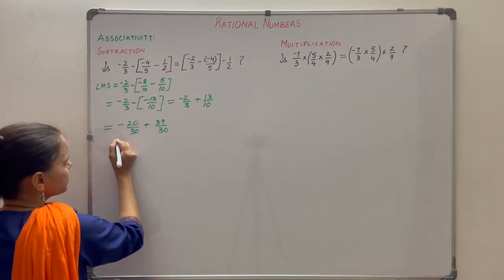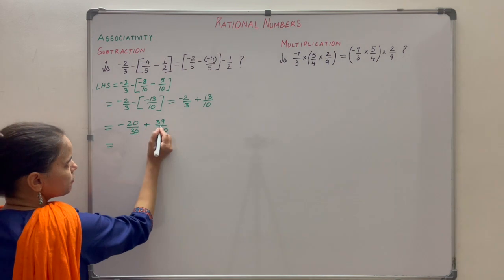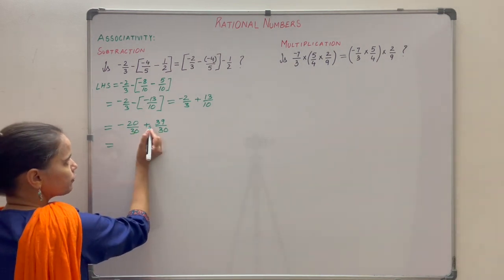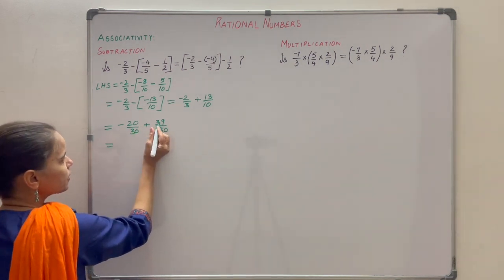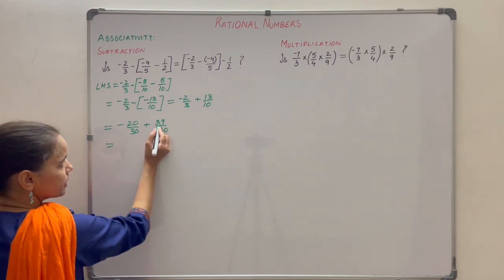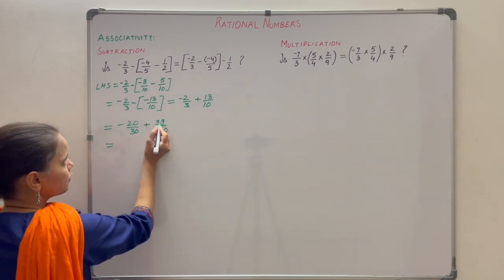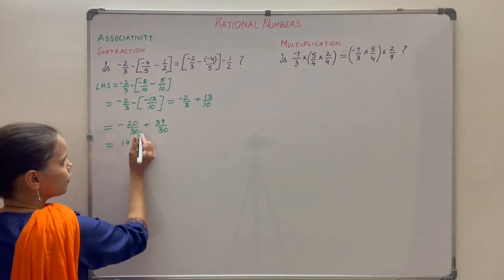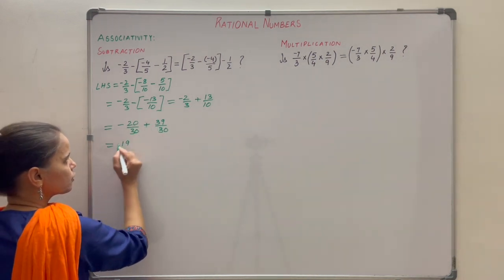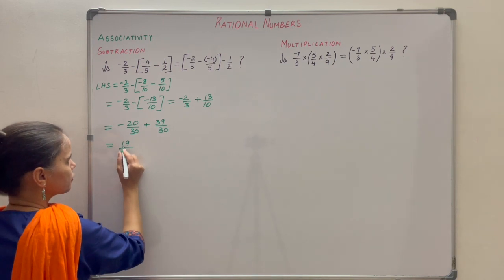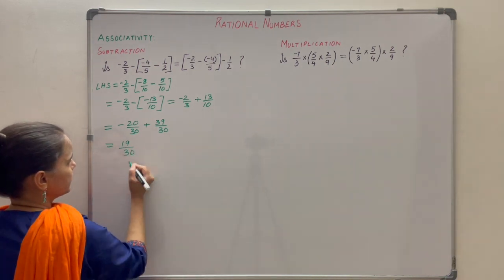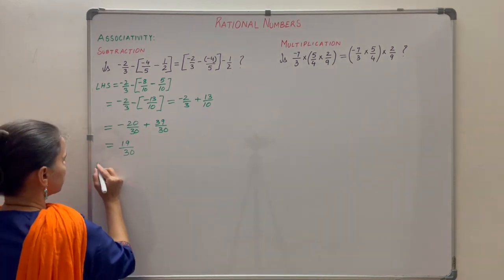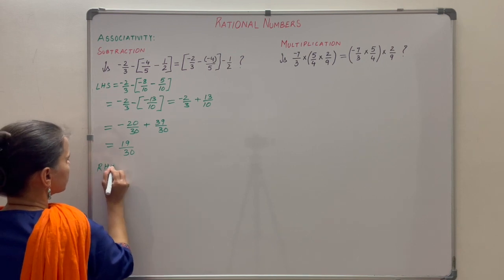Now you can add them easily. So minus 20 plus 39, you need to find out the difference and sign of the greater number. So the greater number is 39, so it will be positive. So 9 minus 0 is 9 and 3 minus 2 is 1. Sign of the greater number is 39, so it will be plus here upon, so 19 upon 30. So you solve the left hand side. Let us see what do you get on right hand side.